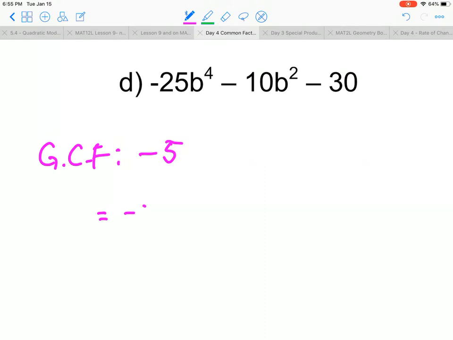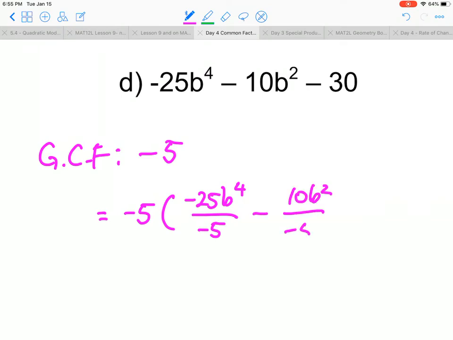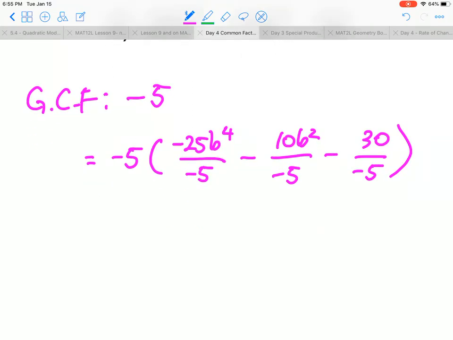So this one becomes negative 5, negative 25 b to the power of 4 divided by negative 5, minus 10b squared divided by negative 5, minus 30 divided by negative 5. And then negative 5 stays outside. Remember, negative 25 divided by negative 5 gives me positive 5. Well, there is no other b in the denominator, so b to the power of 4 in the numerator is intact.